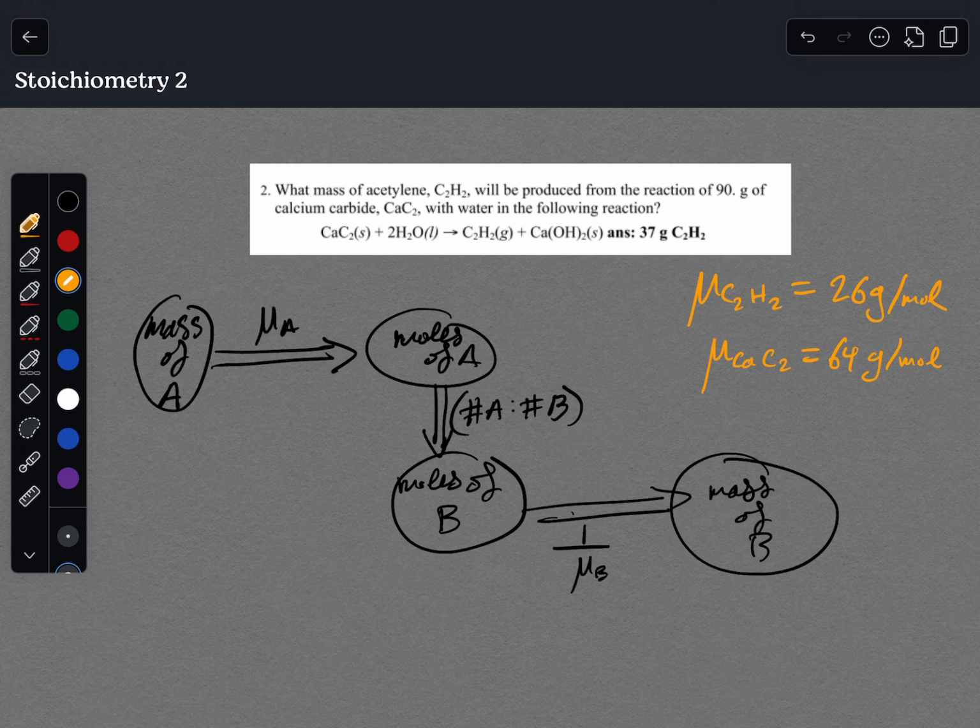Okay, just as a little follow-up to the last stoichiometry example using Jerry's method, here's an application to a problem from the stoichiometry packet at the end for the practice problem. So what mass of acetylene C2H2 will be produced from the reaction of 90 grams of calcium carbide CaC2 with water in the following reaction? And we already know the answer is supposed to be around 37 grams.